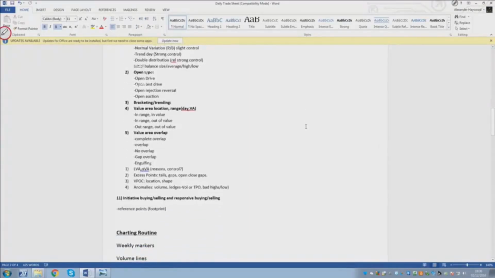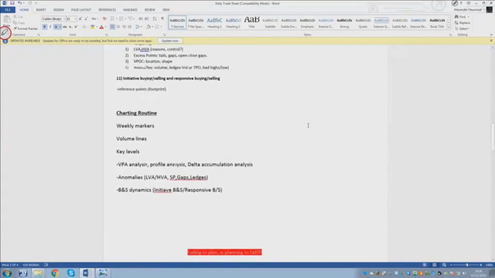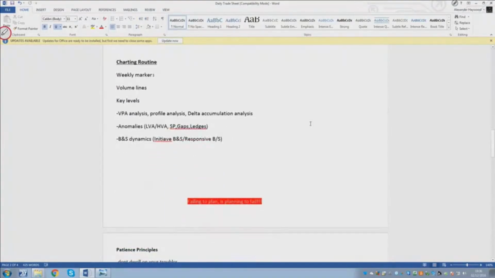Lastly, on a typical trading sheet, you would also have your charting routine. So again, just keeping you within a process. Where are the key weekly markers? Where are your key volume lines? So in other words, to be able to have relative volume, we need to know what is relatively high, what is relatively low. Where are the key levels? What is the volume price analysis, our profile analysis, our delta accumulation analysis, our anomalies, and our basic initiative and responsive buying. So again, just bringing ourselves into an objective process understanding of what the market is telling us.